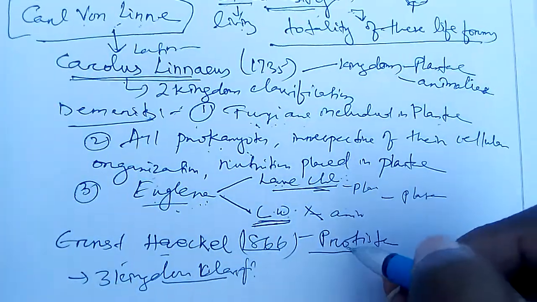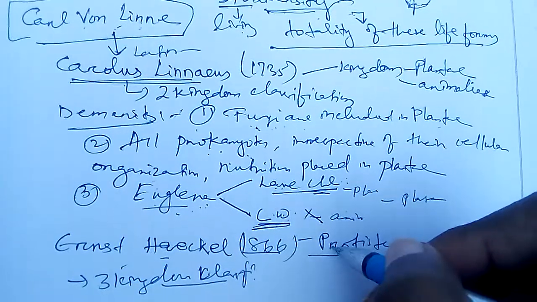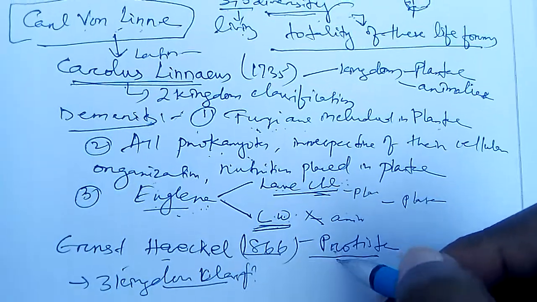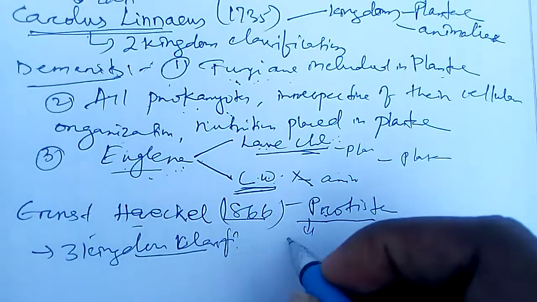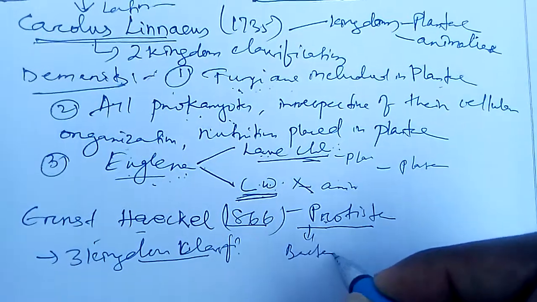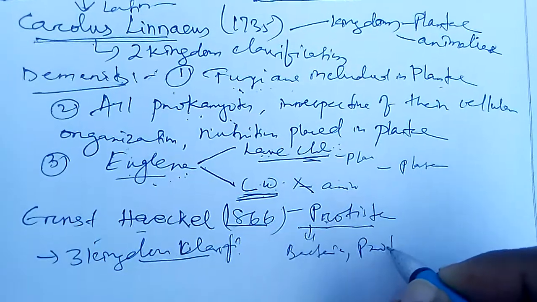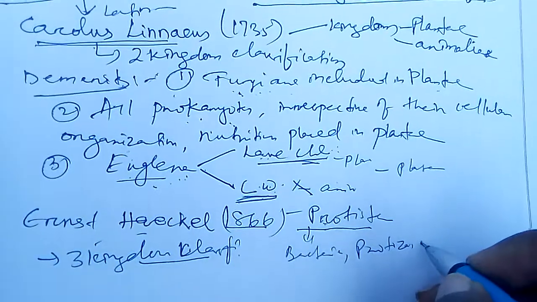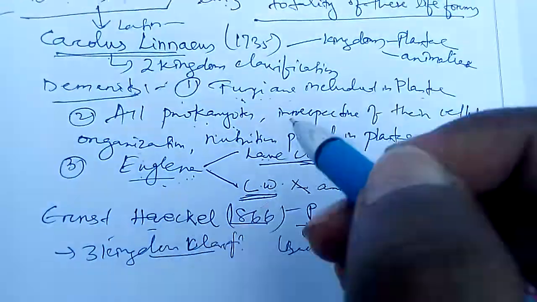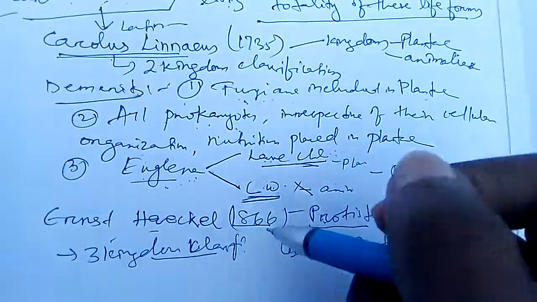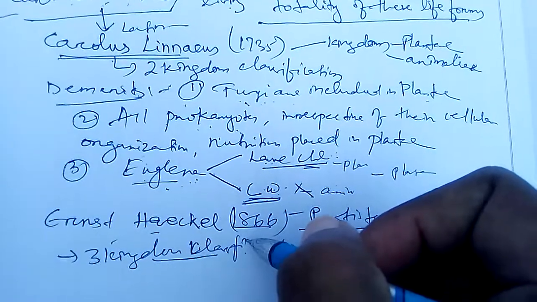In this Protista kingdom, Ernst Haeckel included bacteria, protozoa, algae, fungi, etc. So this is the three kingdom classification. But this three kingdom classification also has some demerits.